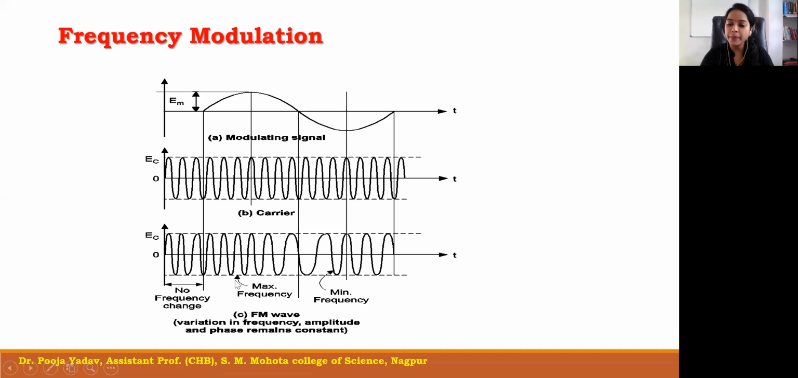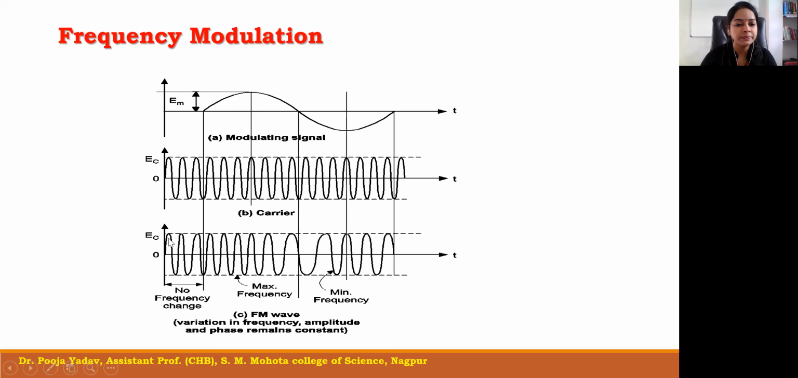But how is it to be mixed? We have to vary the frequency of the carrier signal according to the incoming amplitudes of the modulating signal. Here you can see that this amplitude is varying from positive to negative. This is the highest peak, the highest amplitude, and this one is considered the lowest amplitude, the negative one. So how are we modulating? Just look at the FM modulated signal.